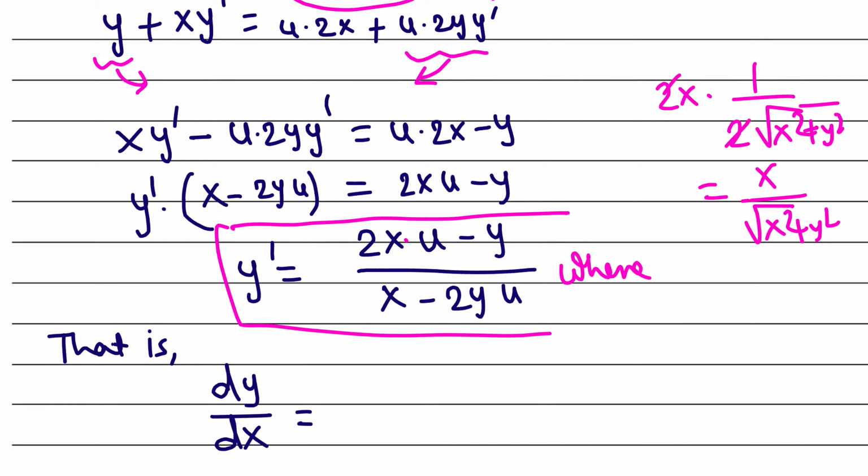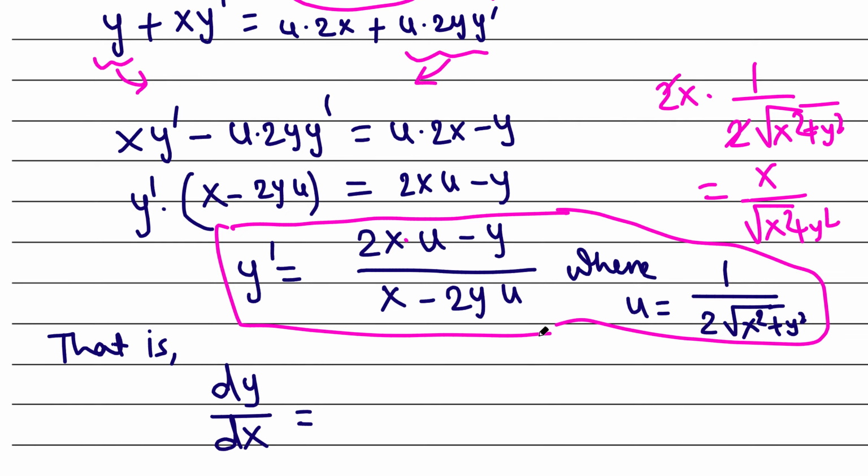So let me finish, and then I can simplify if you like to simplify. You can say where u is 1 over 2 root x squared plus y squared. Okay, you may leave it that way. Okay, that's kind of final.